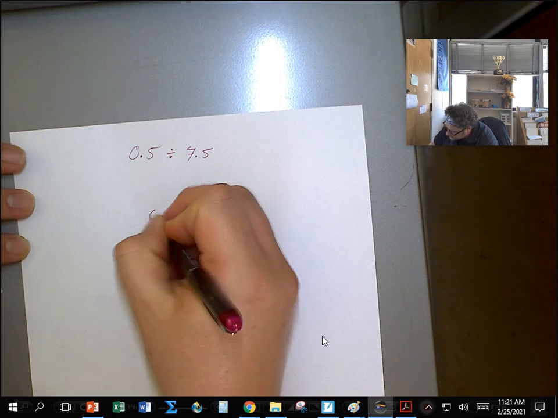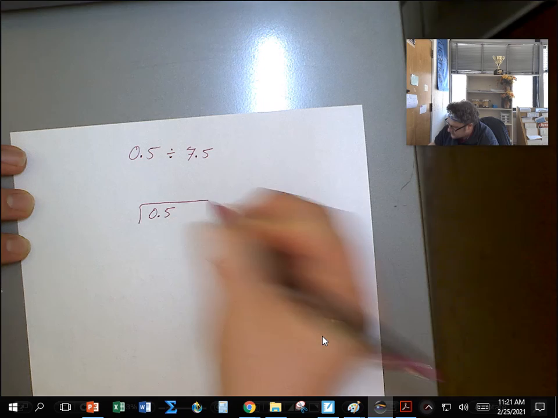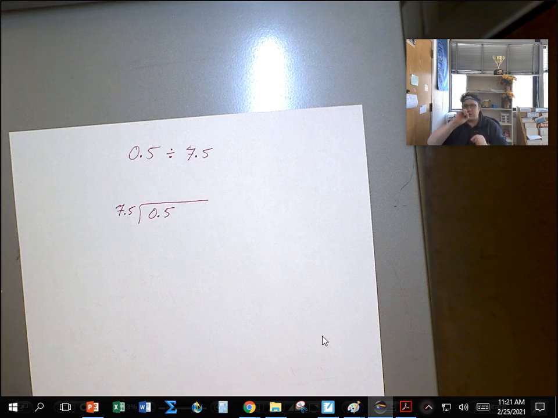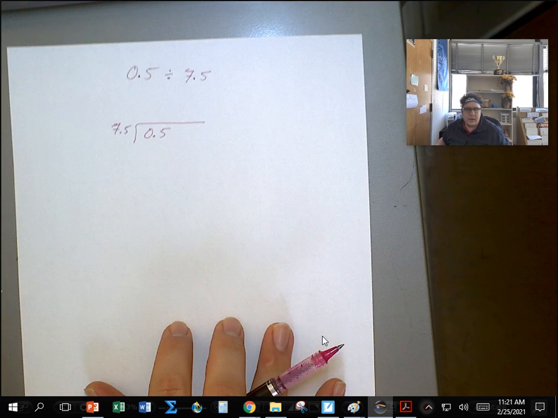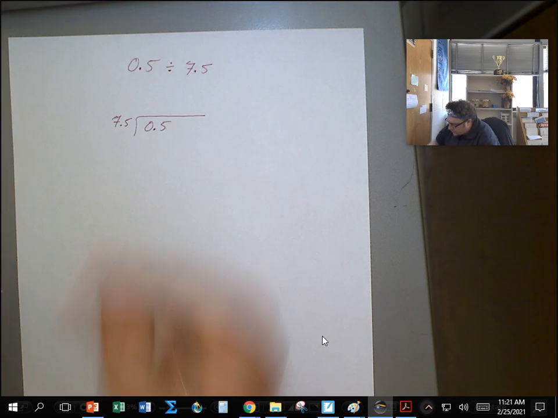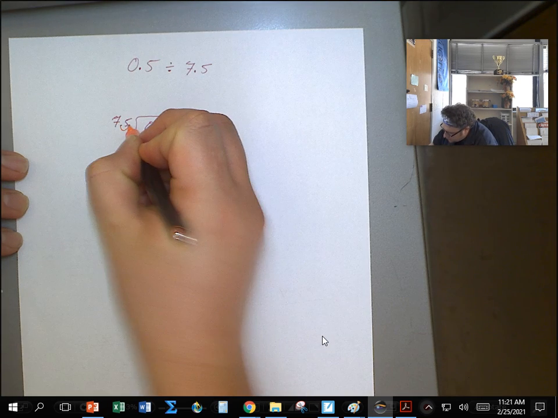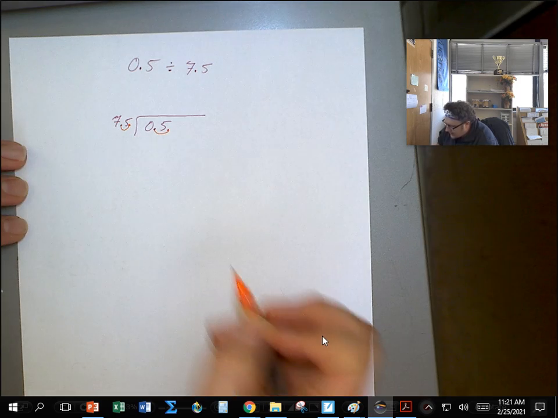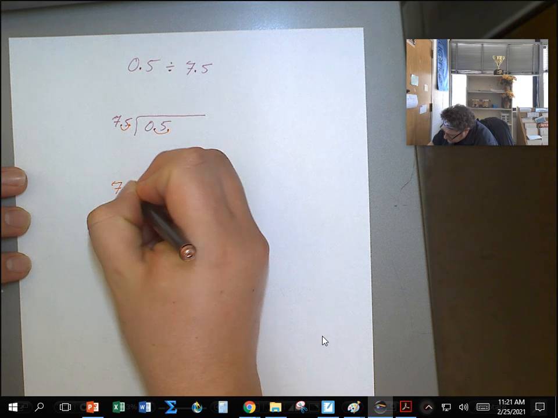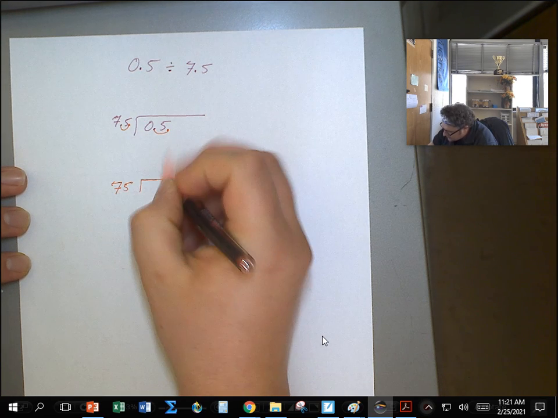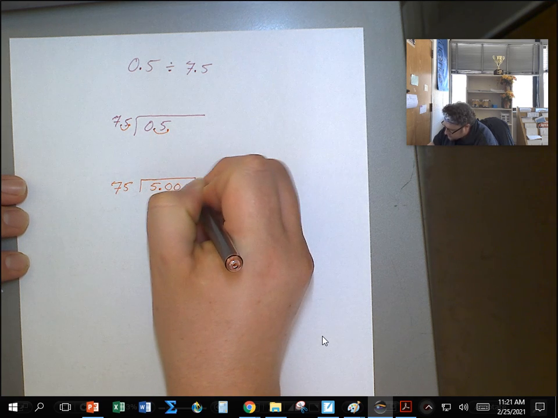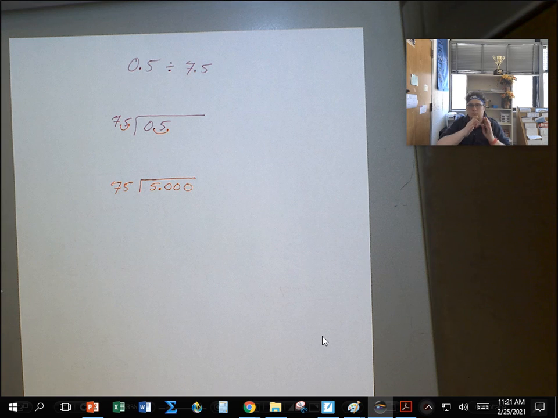So we're going to put the 0.5 on the inside of this house, and we have 7.5 on the outside. Now, you'll notice that I drew the line really big here because there's going to be some more zeros we have to put into this. So when we move the decimal over 1, we're going to move the decimal over 1. There's a bunch of zeros after that. So I'm going to rewrite this now and say 75 as a divisor. And now I've got 5 point, and I'm just going to do a couple zeros. All right. So we move both decimals.